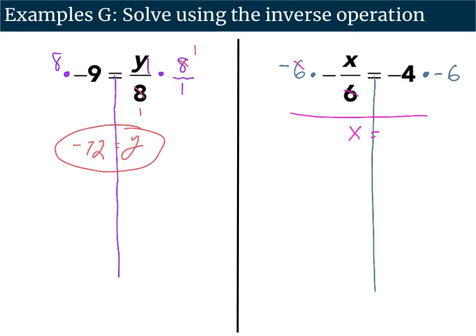Negative 4 times negative 6 is positive 24. And you can check this. Is 24 divided by 6 4? Yes. And then I would have the negative sign right there, so that would be negative 4. So I know that I've done it correctly. Let's go ahead and take a look at the last example.